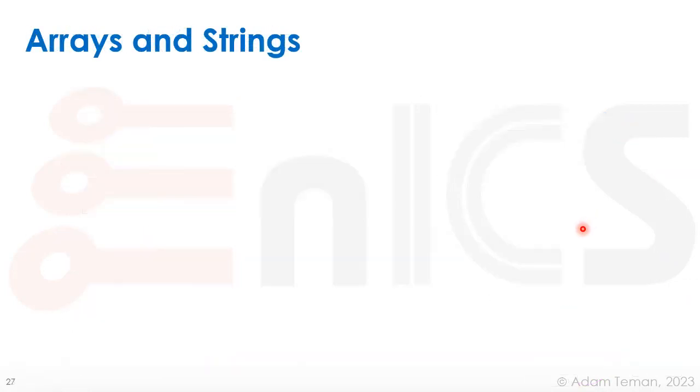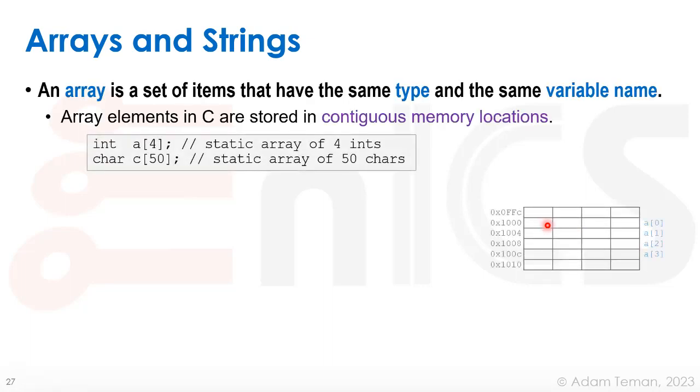So I just mentioned arrays a bit. Let's go back and detail what exactly arrays are. An array is a set of items that have the same type and the same variable name. And in C, it's very important to understand that arrays are stored in contiguous memory locations. So if I write int A[4], we're going to allocate a static array of 4 ints, which are going to be contiguous in memory.